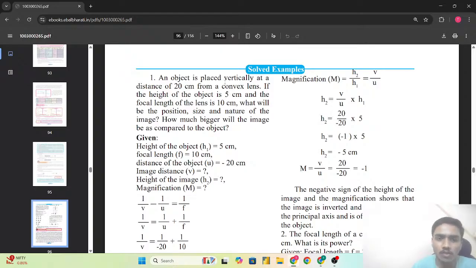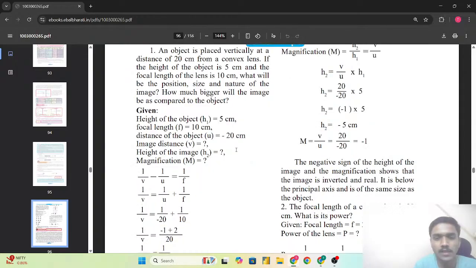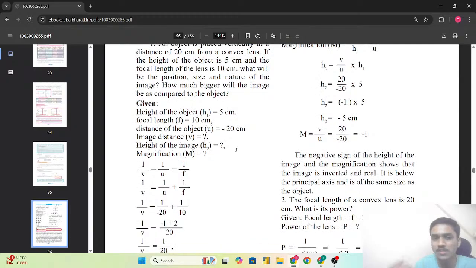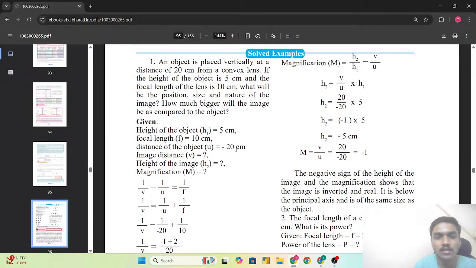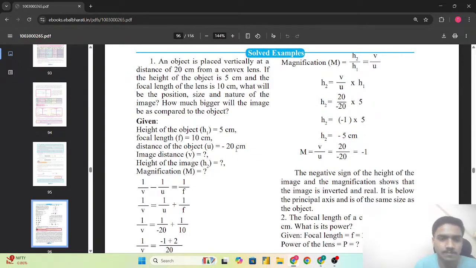If the height of the object is 5 centimeter and the focal length of the lens is 10 centimeter, what will be the position, size and nature of the image? So we have to comment on what will be the position of the image formation, what will be the size of the image, and what will be the nature of the image that will be formed. How much bigger will the image be as compared to the object? Here we also have to make a comparison between the size of the object and the size of the image obtained, and see what we can conclude on the basis of the image height.